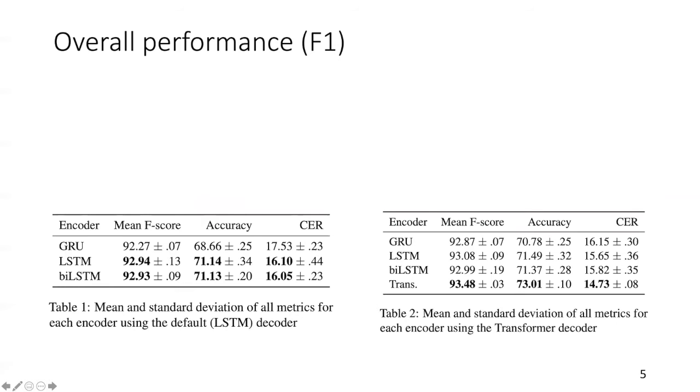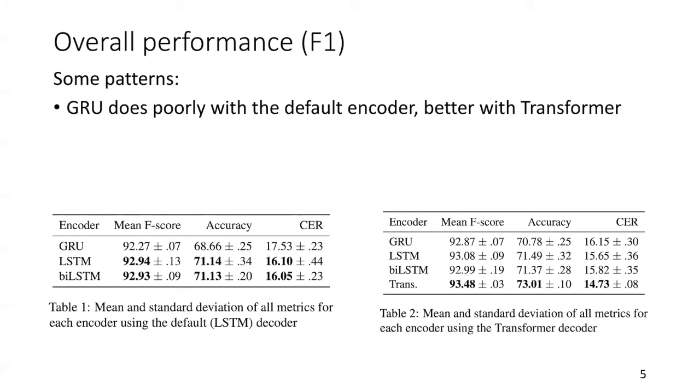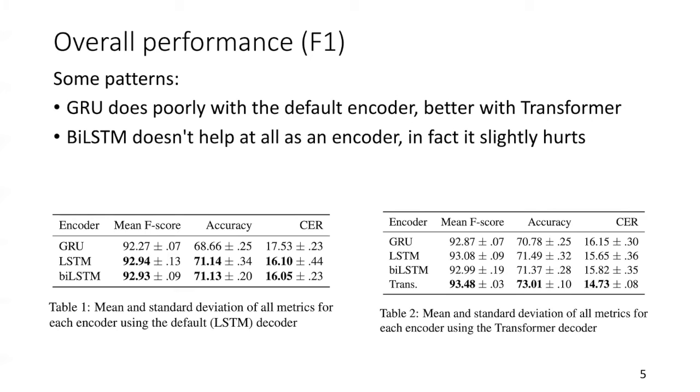And just digging into the numbers a little bit here, you can see on the left results for the standard decoder, and on the right using the transformer decoder. And some patterns. First, the GRU, as I said, improves quite a bit when you pair it with the transformer. So you see the mean F score goes from 92.2 to 92.8. One thing we were kind of surprised by is that using a BiLSTM as the encoder, as opposed to just a unidirectional LSTM, doesn't help at all. In fact, it slightly reduces performance, which was surprising to us.